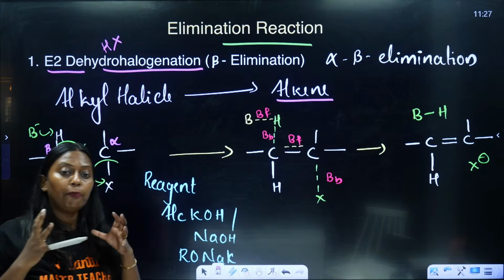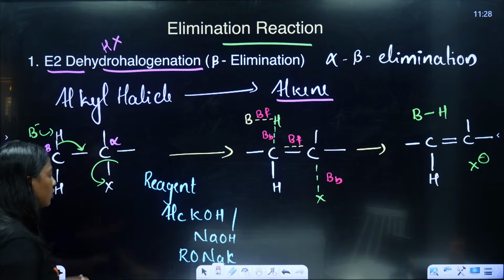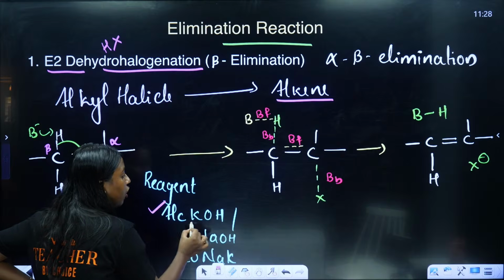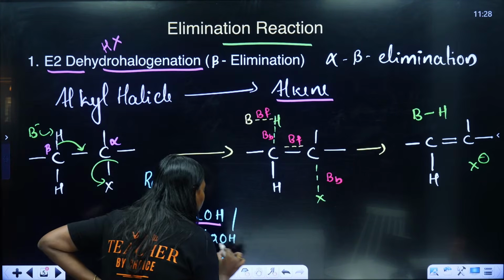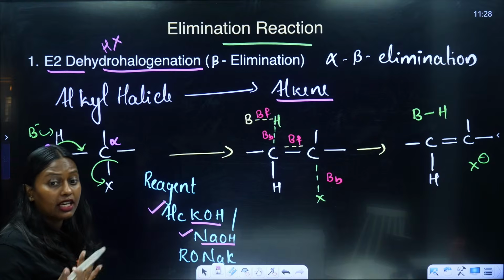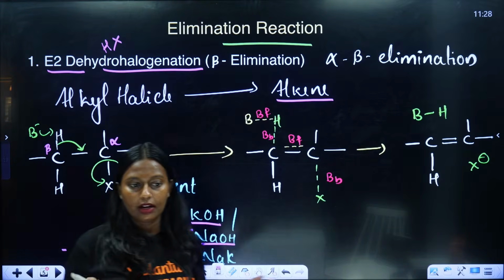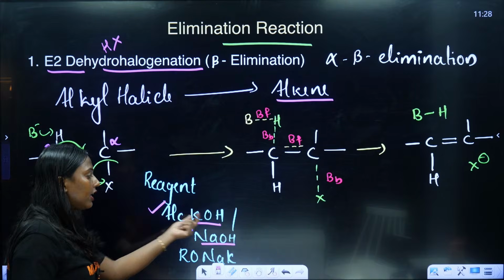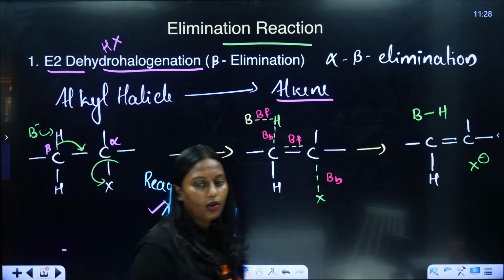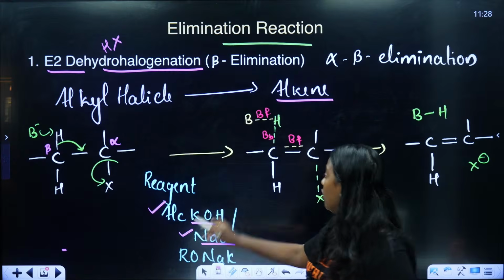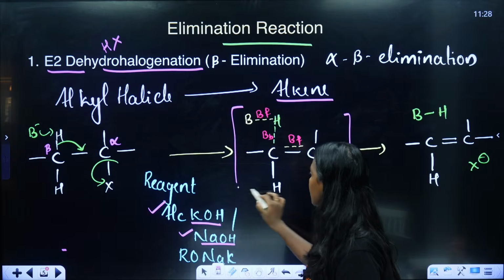So we need a perfect reagent for this reaction. Here you can see alcoholic KOH, or alcoholic NaOH. We can use either, not together: either alcoholic KOH or NaOH or RONa. So what will you get? You will get a transition state. This is the transition state.